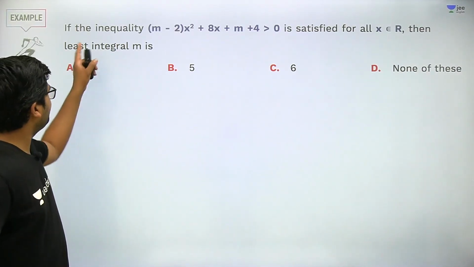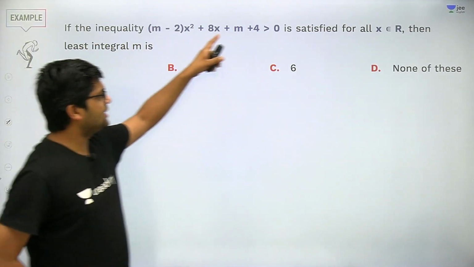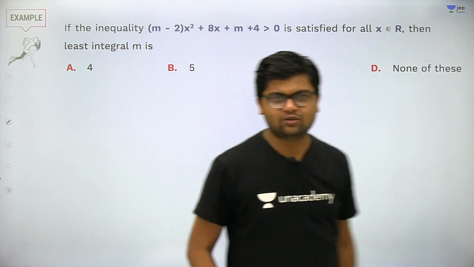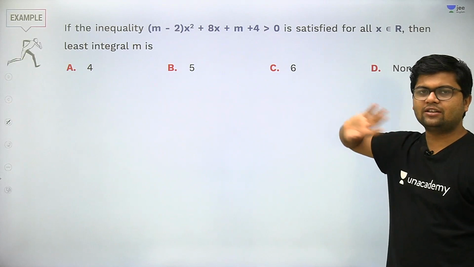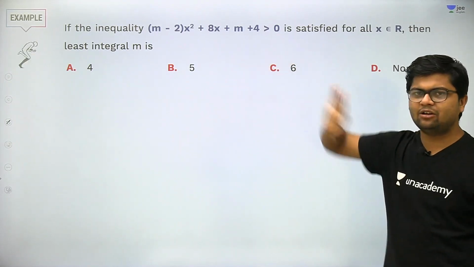Next question. If the inequality is satisfied for all x belonging to the reals, it means this inequality is true for x belongs to real, then you need to find the least integral value of m.